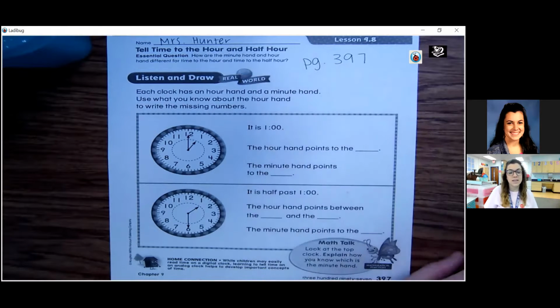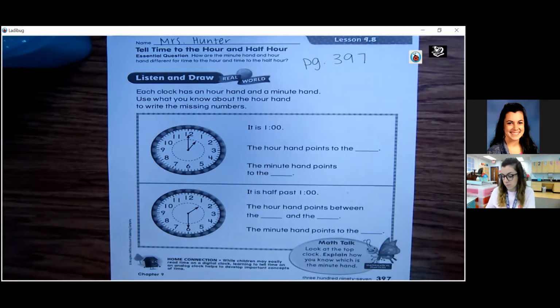This is chapter 9, lesson 8, telling time to the hour and half hour. So our big idea, our main question today is how are the minute hand and hour hand different for time to the hour and time to the half hour? This is the first day that we're going to be working with clocks that have two hands.